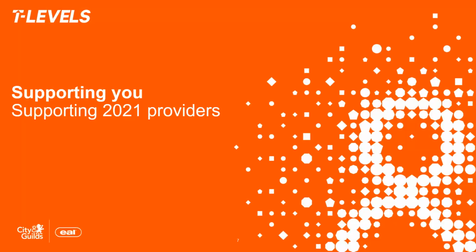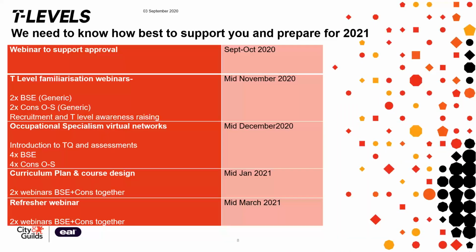Thanks, Jason. So really the next couple of slides is a timeline of the planned events in order to support you, to prepare you for September 2021 delivery. So if we just click on to the next one, please. So the first webinar really is to support approval, which will be sometime in September, October time. We will give you the specific details to follow really.